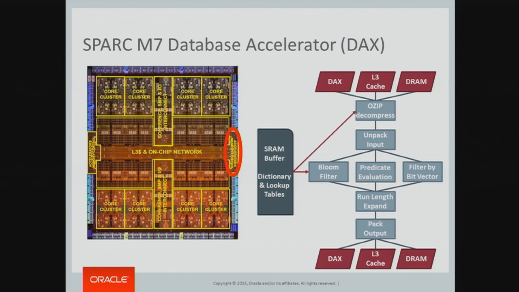This slide shows the SPARC M7, which was released last year. I want to highlight one thing. On this chip, there are 32 SPARC cores and 32 database accelerator units. However, those 32 DAX units take only 1% of the area, but they can have a combined effectiveness of up to 96 SPARC cores.